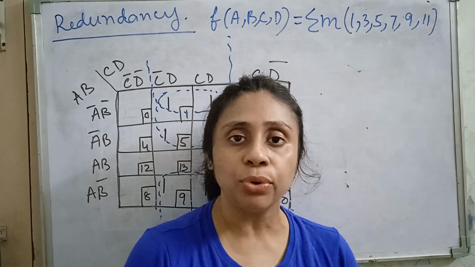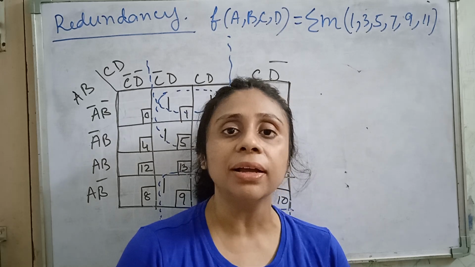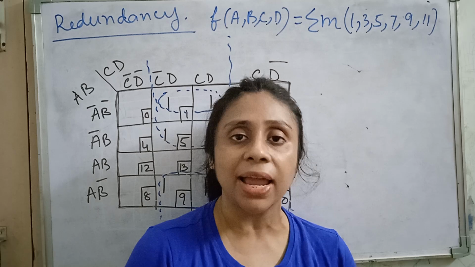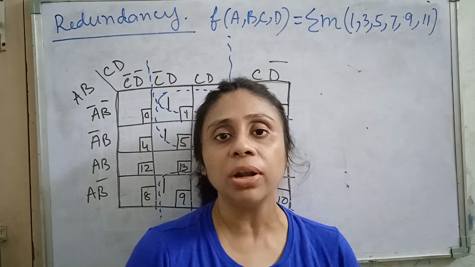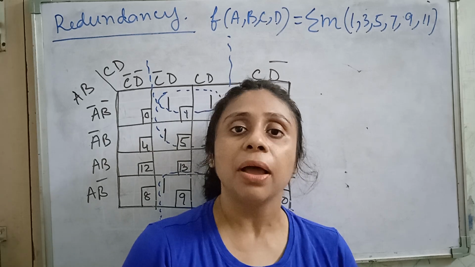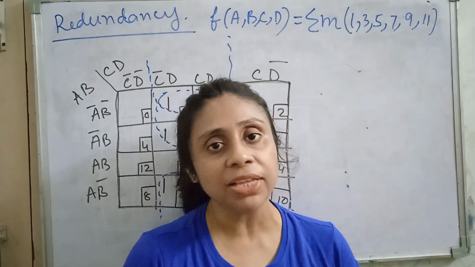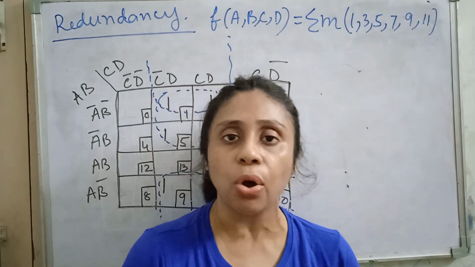What is a redundant group? A redundant group is a group in which all the elements in that group are a member of some other group. Okay, so that will be called a redundant group. So redundancy in Kmap must always be avoided, otherwise the minimized expression will be a wrong one.